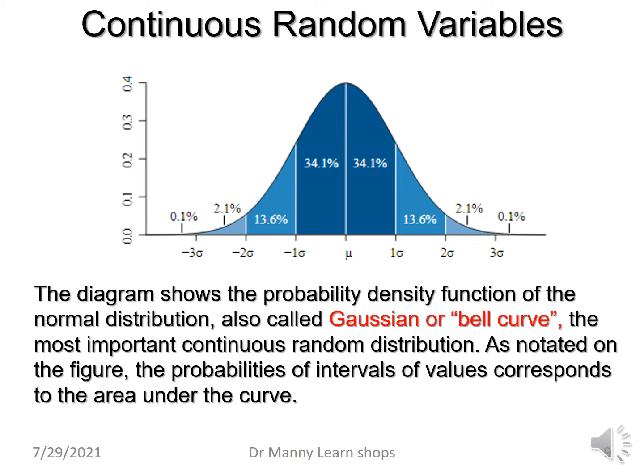Continuous random variables, look at the diagram. It shows the probability density function of a normal distribution, also called the bell curve, the most important continuous random distribution. As notated on the figure, the probabilities of intervals of values correspond to the area under the curve.